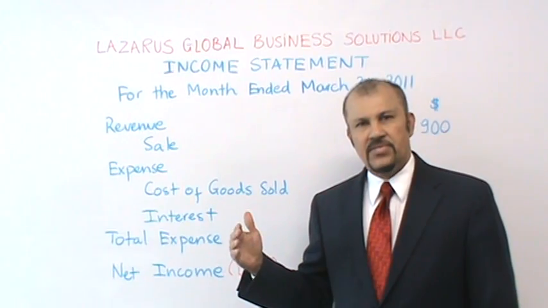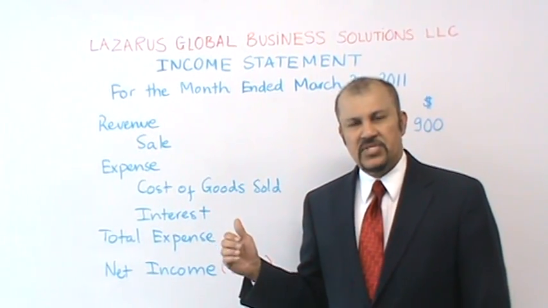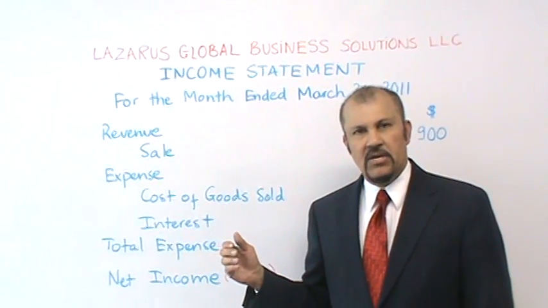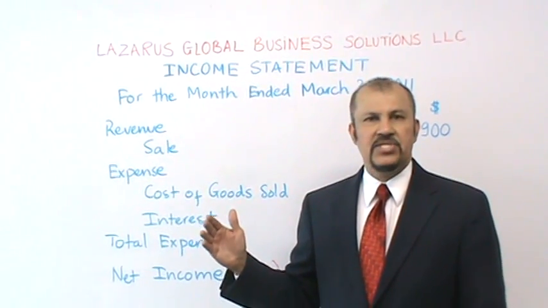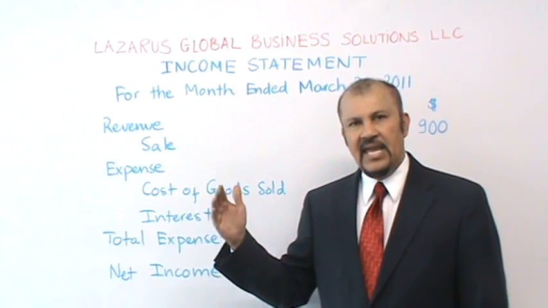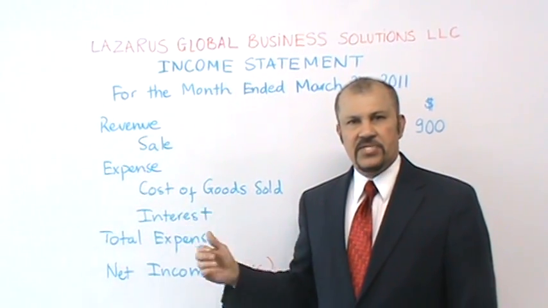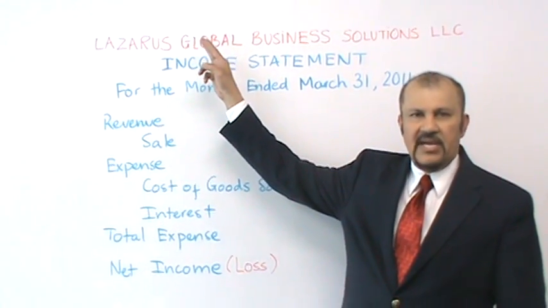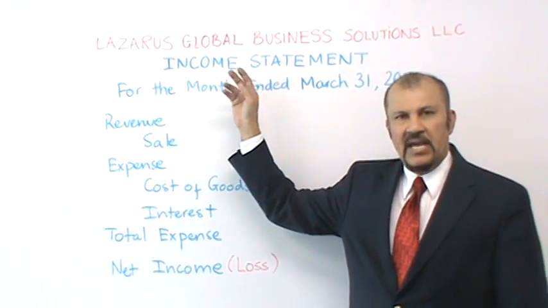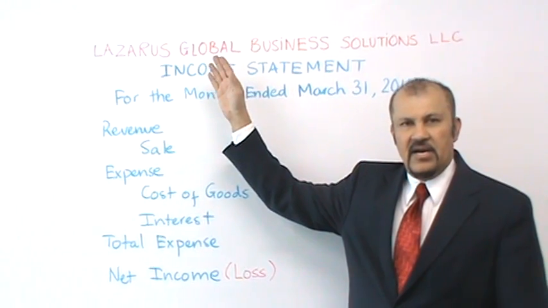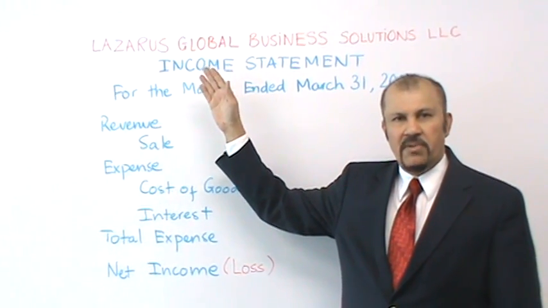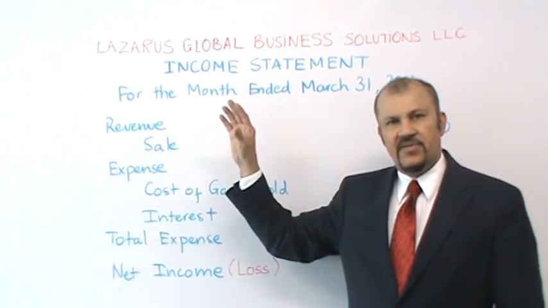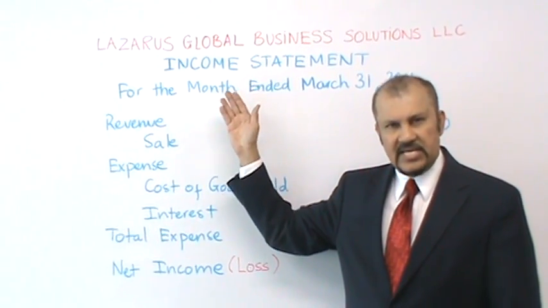Let's look at some terms that I use to describe the income statement, also called the statement of income and expenses, also referred to popularly as a P&L statement, P and L, profit and loss statement. So in the sample here, the income statement should always identify the name of the organization. I have taken the liberty of putting the name of my company, Lazarus Global Business Solutions. Right below that, you have the name of the statement, in this case, income statement.